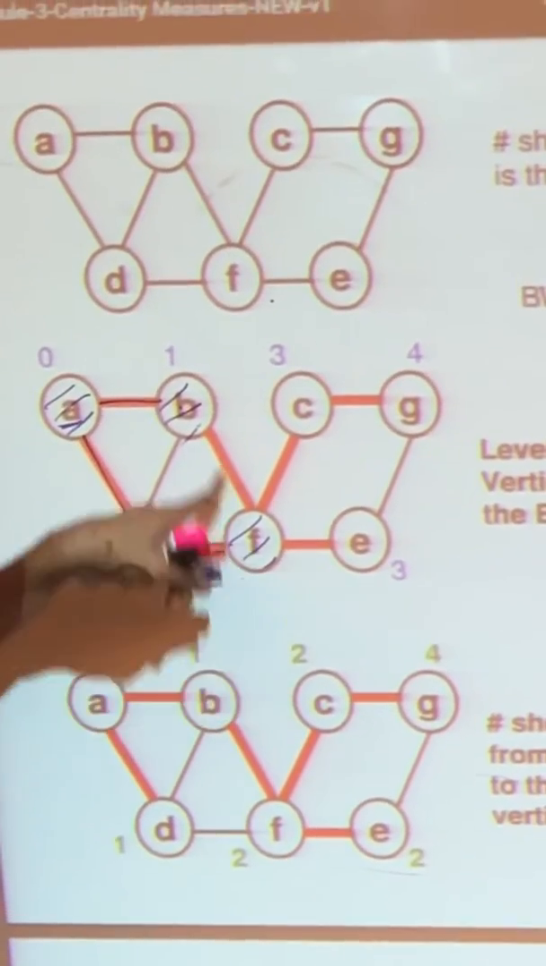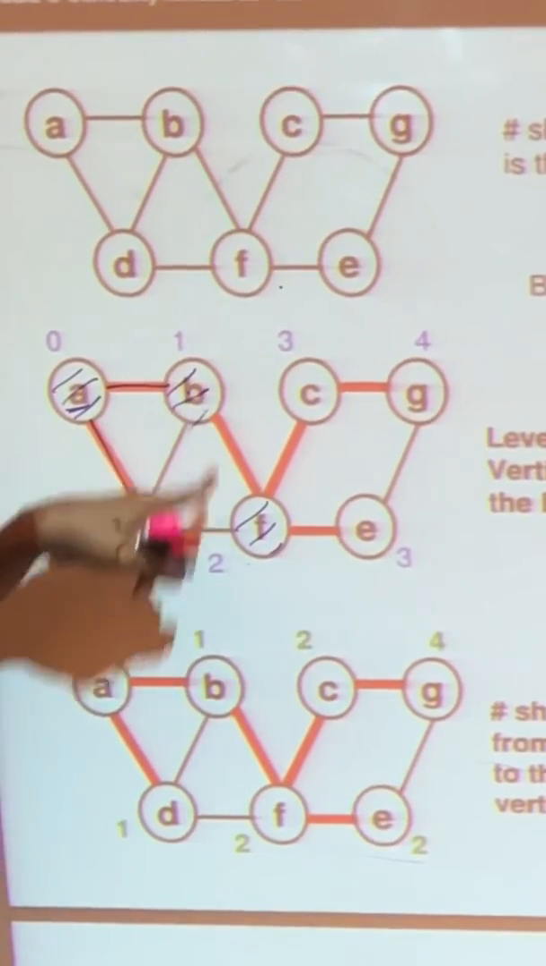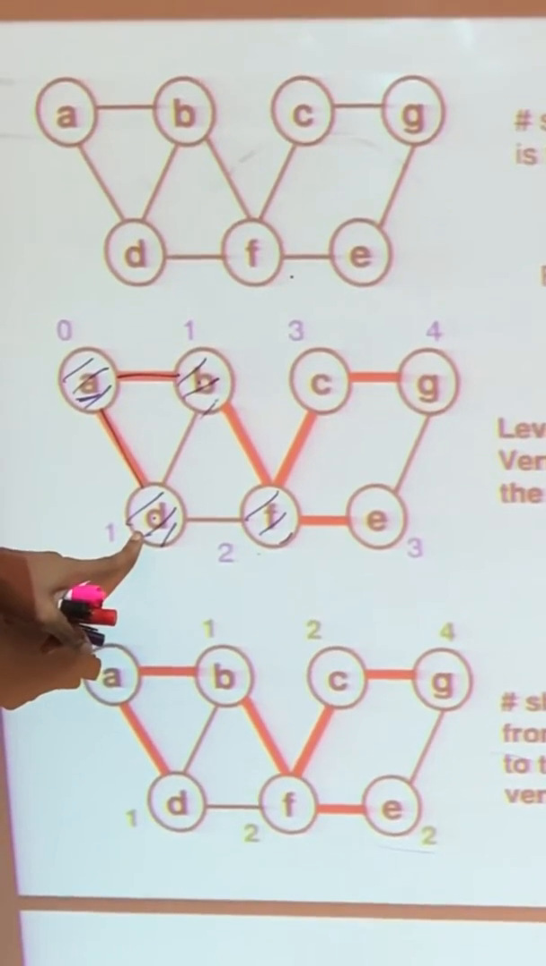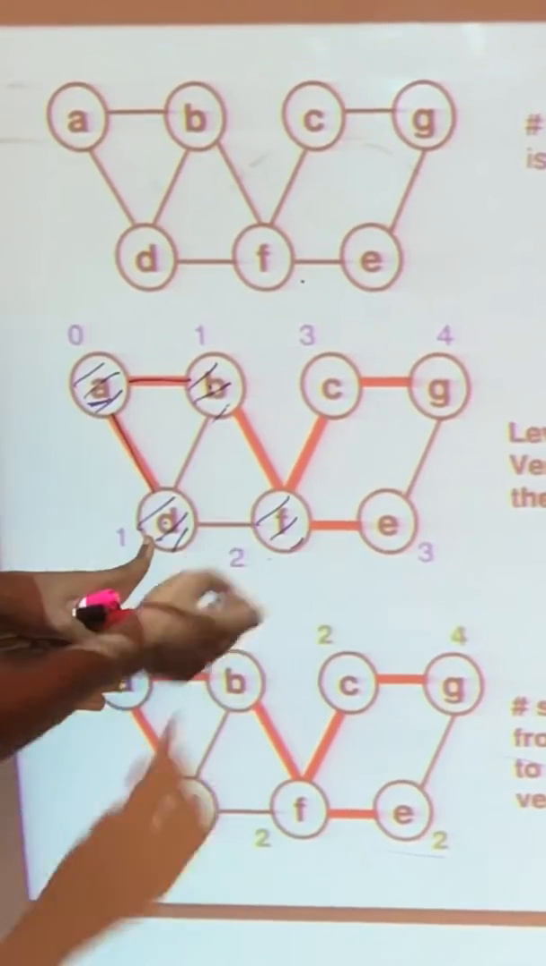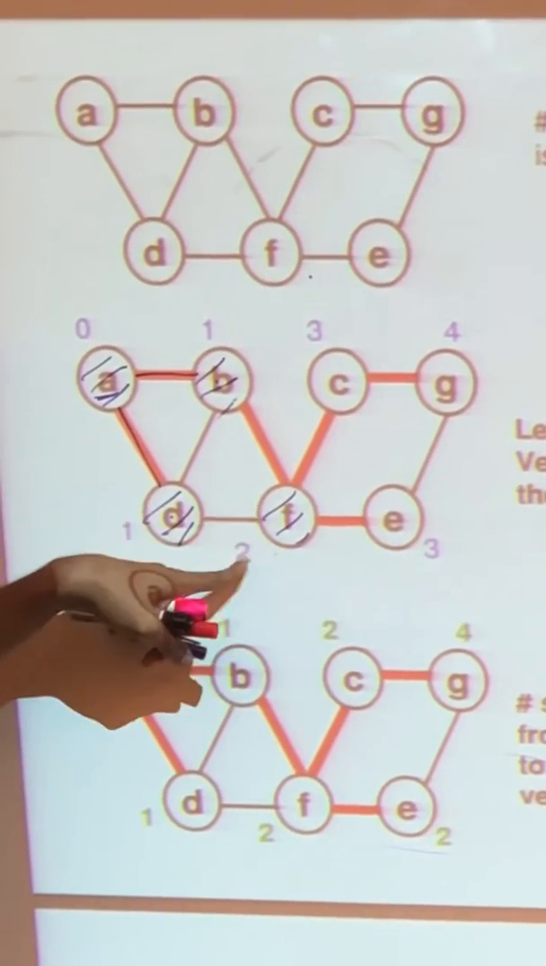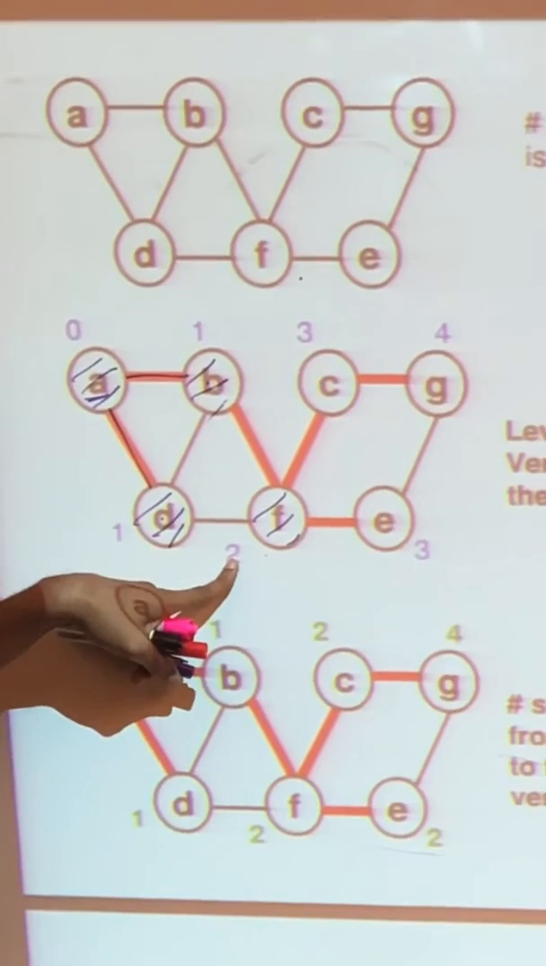So the level of F is 1 more than this. So 1 plus 1, 2. Now the other vertex at level 1 is D, but all its neighbors have been visited, so we don't consider vertex D. Now F is the vertex to be considered. It is at level 2.